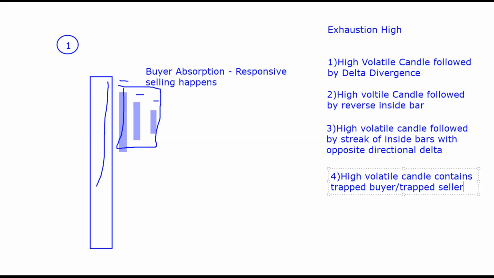Anyway, one example we've seen is in the Nifty chart, where we looked into the high volatile candle followed by delta divergence. That is our example. The other example we looked into was on the same day, last Friday, where we looked into a high volatile candle which contains a trapped buyer or a trapped seller. At the same time, a high volatile candle followed by a reverse inside bar. So at times you're going to see all kinds of combinations, right?